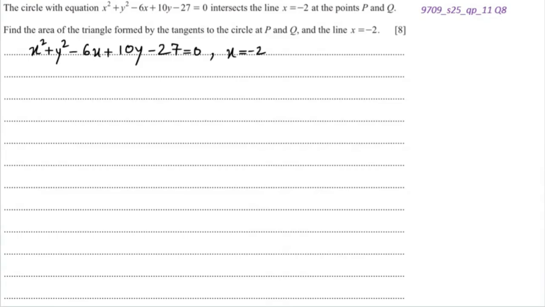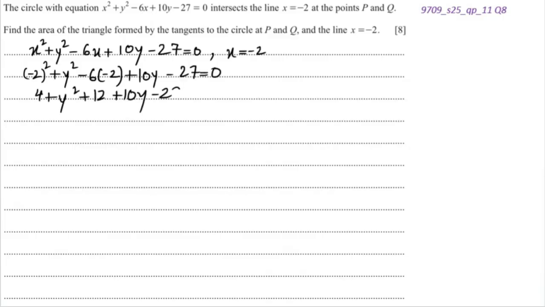So I've got a line, I've got a circle. Let's substitute x equals minus 2. If you substitute minus 2 in place of x, this will look like y squared minus 6 times minus 2 plus 10 times y minus 27 equals 0. So it'll become 4 plus y squared plus 12 plus 10y minus 27 equals 0.